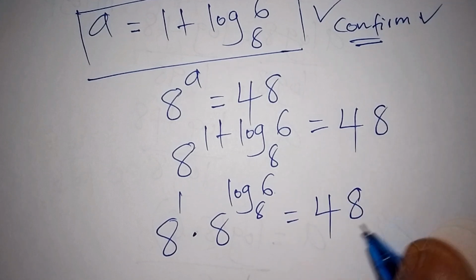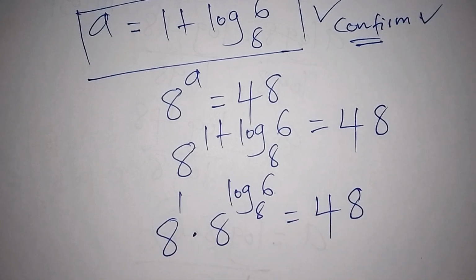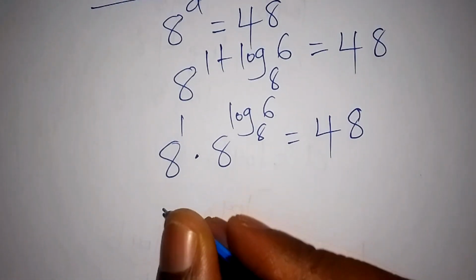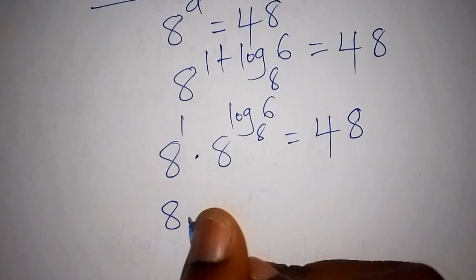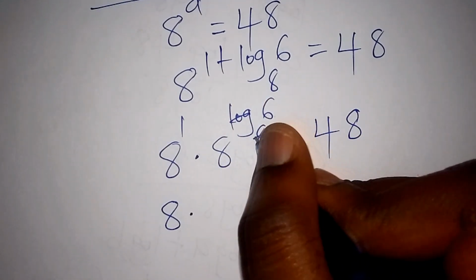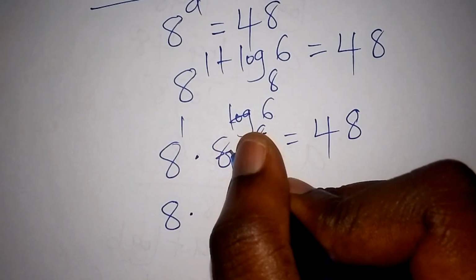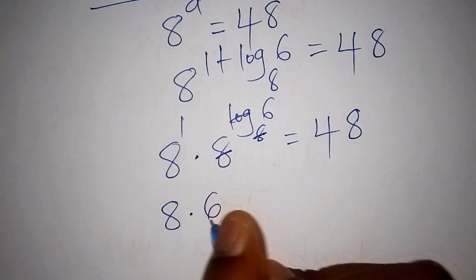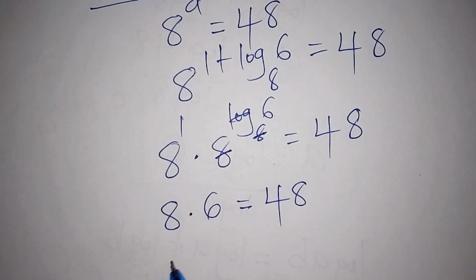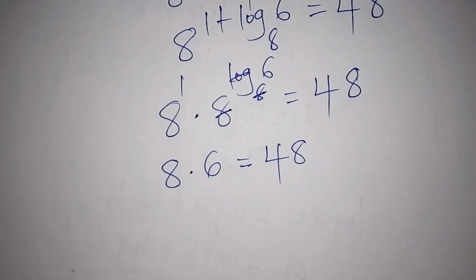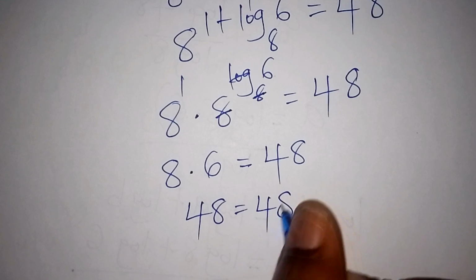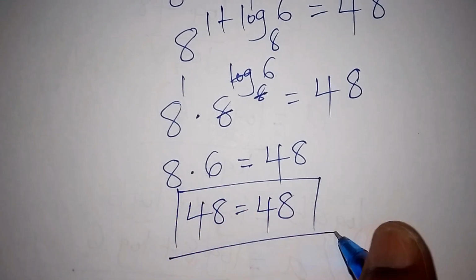So 8 to the power of 1 is 8 multiplied by 1. So in that case we shall have 8 multiplied by, the log to the base of 8 shall cancel this 8. So now we shall remain with 6 is equal to 48. Here we remain with 8 times 6, that is 48, is equal to 48. Meaning that our answer is correct.